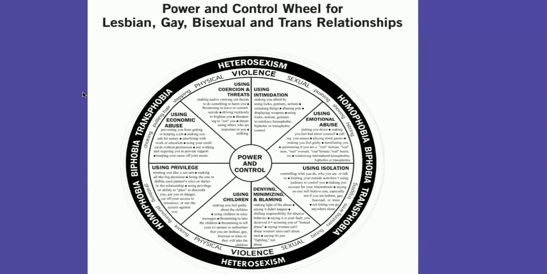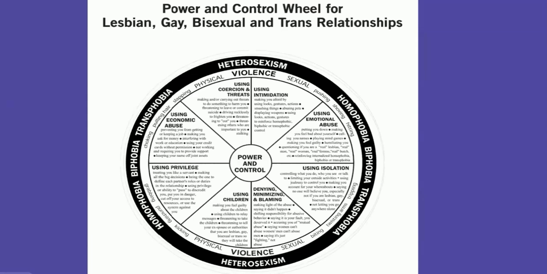So homophobia, biphobia, transphobia can be behind this sort of violence in queer relationships. And then all these different slices of the circle show different ways that someone may use these tactics to maintain the power and control that we just talked about.